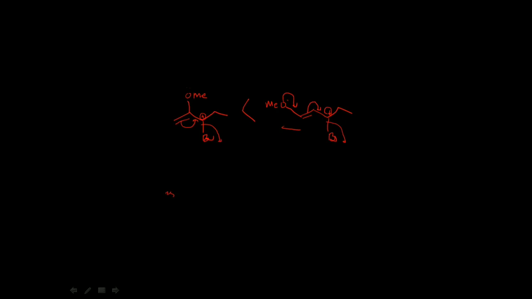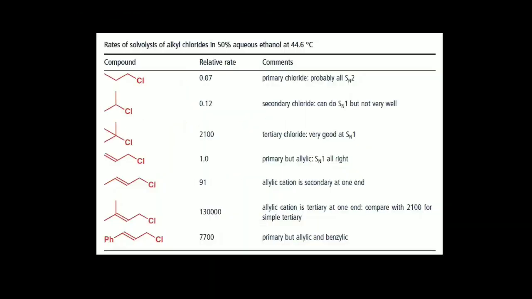Okay, that's it. And finally I want to give some information about the reactivity order of the different alkyl halides in the SN1 reaction. You can see this one. Tertiary alkyl halides are more reactive in the SN1 reaction than the allyl halides. Then the allyl halides. Tertiary alkyl halides are more reactive.